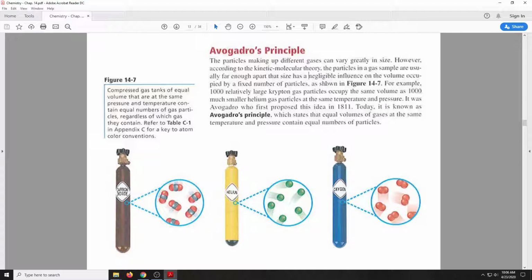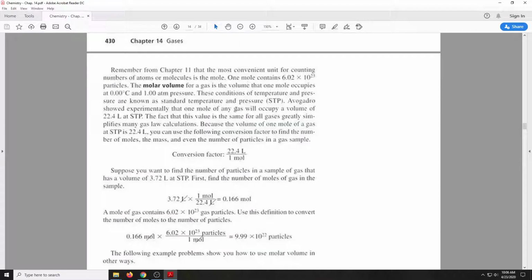So it doesn't matter what kind of gas we're talking about. If it's the same volume at the same temperature and the same pressure, it's the same exact amount of gas particles in there. Heavy particles, small particles, it doesn't matter, it's always the same. And that's Avogadro's principle. If you can guess, it does have something to do with a mole.